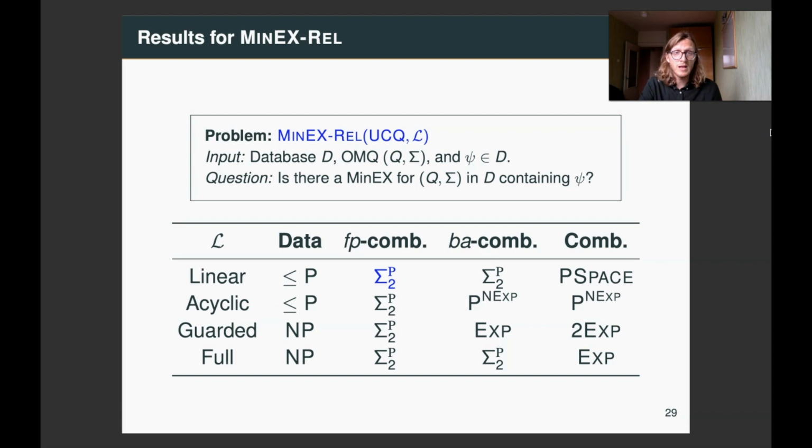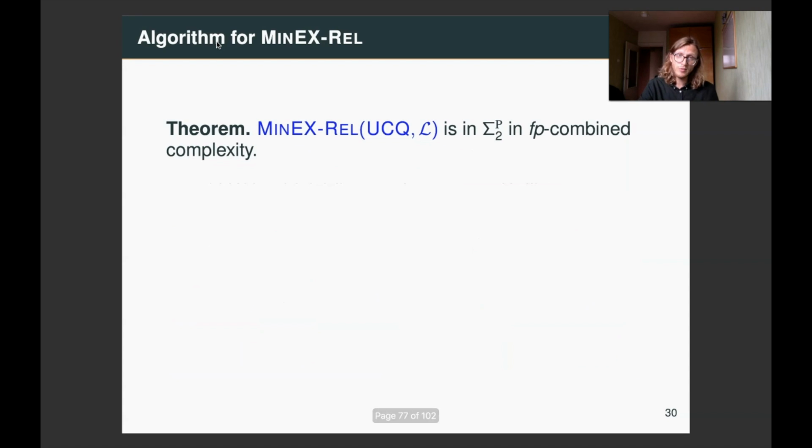Now we look into Minex-REL, the problem of deciding whether there is a minimal explanation that contains a distinguished fact. That is, whether this distinguished fact is relevant for explaining the entailment of the ontology-mediated query. We concentrate on the linear fragment of existential rules in FP combined complexity, and we show that in that case Minex-REL is Sigma P2 complete. And the Sigma P2 class is the class of problems decidable by an NP machine calling an NP oracle. So first of all, we show membership.